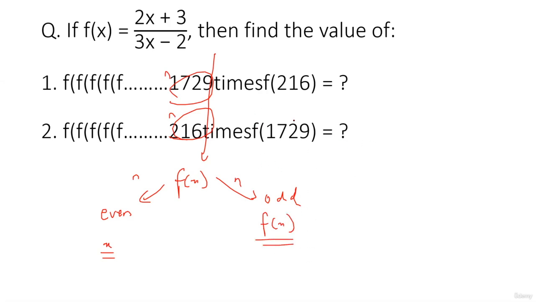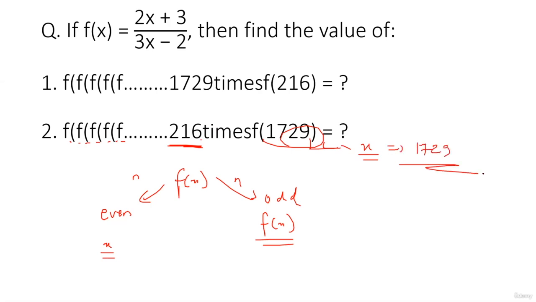So here in this case, guys, the question becomes very, very easy. When you do it for an even number of times, like the second question, here in the second question you have the composite function f of x being applied 216 times, an even number of times. So this will be equal to x itself, which is nothing but 1729. So the answer to this question is 1729. It's as simple as that, right?